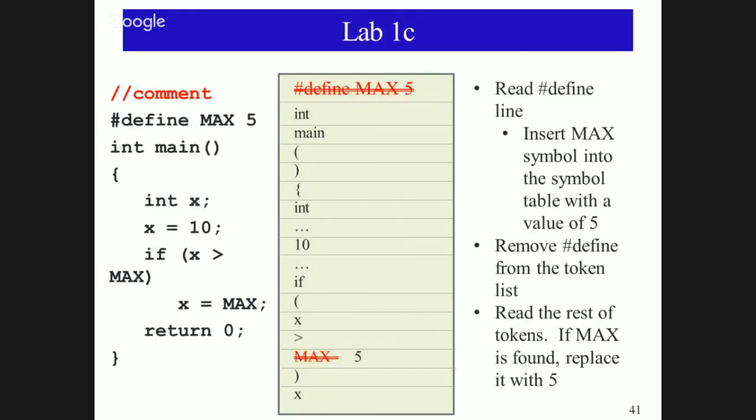And keep reading. Every single token, if it's an ID, is it in the symbol table? Main is not. X is not. Max is. Then yank out max and put in whatever the value is. Or if there's no value, then it gets an empty string. Okay? If there's no value, that means max is gone. You just get an empty string there.